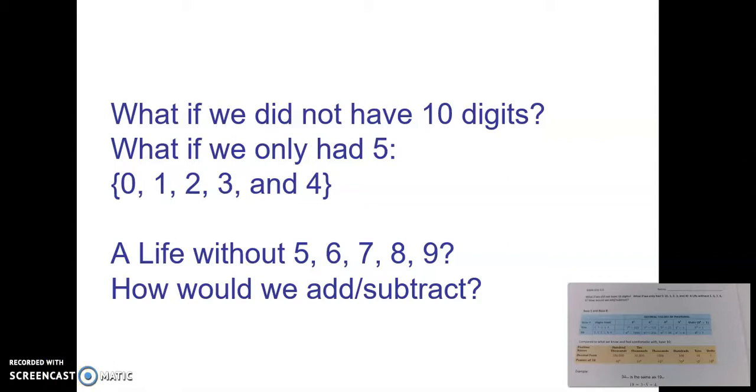And all right, so what if we didn't have 10 digits? What if we only had 5? What if we were only working with 0, 1, 2, 3, and 4? A life without 5, 6, 7, 8, and 9. How would we add and subtract? How would we come to see these digits and bring them together with addition and subtraction? So first we're going to have to look at place value.